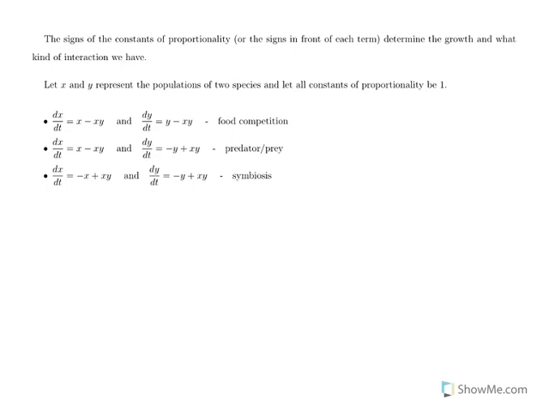So, as I said, it's the signs of the constants of proportionality, or we can think about the signs in front of each term. Both of those are kind of the same idea. They determine the growth and what kind of interaction we have. So let's just say it in general. Let X and Y represent the population of two species, and let all constants of proportionality be 1.